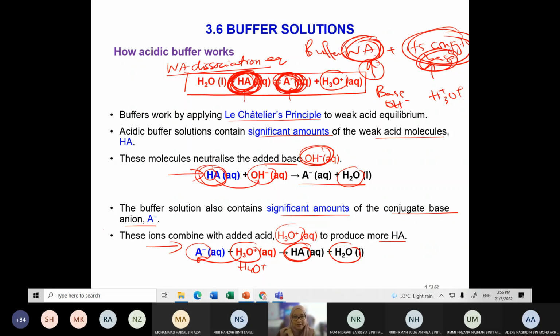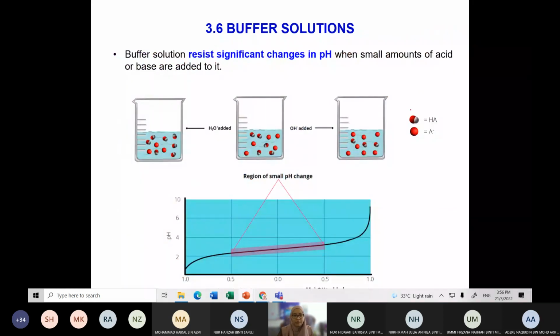Okay, kenapa weak acid tu? Kenapa weak acid kena ada? Kenapa conjugate base kena ada? Okay. Right, moving on. Okay, so this buffer solution, like I said just now, resists significant changes in pH when small amount of acid or base are added to it. Okay, they resist significant changes in pH.